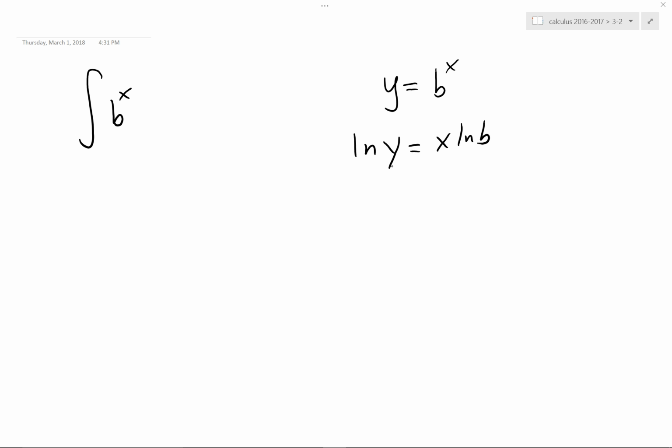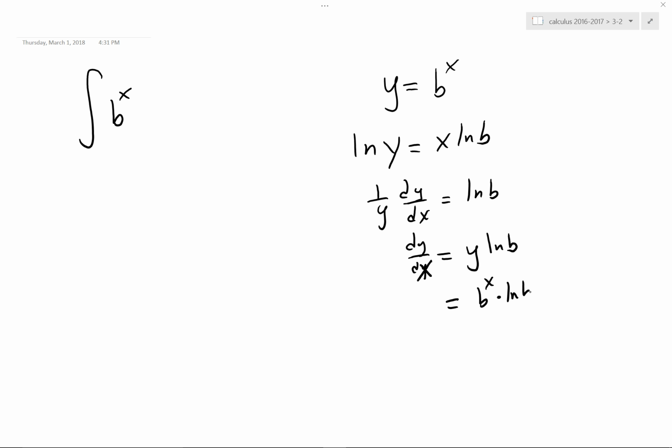Remember we took the ln of both sides? So take the derivative. Remember that's the implicit differentiation, so that's 1 over y dy dx, right, is equal to ln of b. Remember that? Because that's a constant. The derivative of x goes away. So dy dx is equal to y times the ln of b, yes? Or in other words, b to the x times the ln of b.